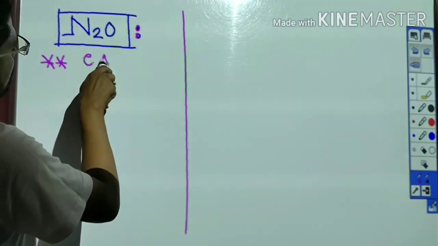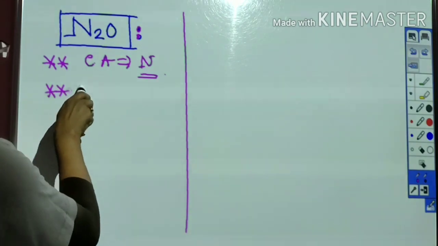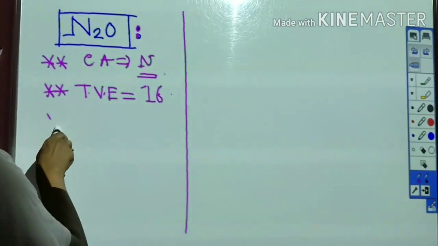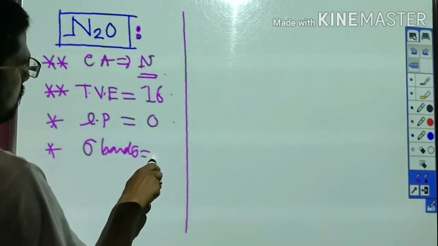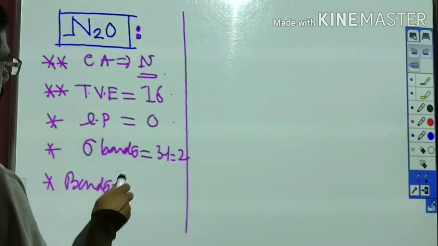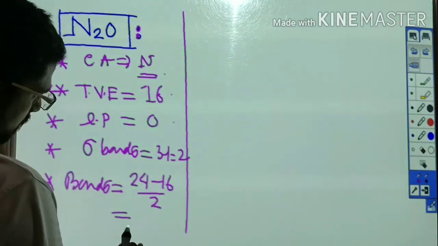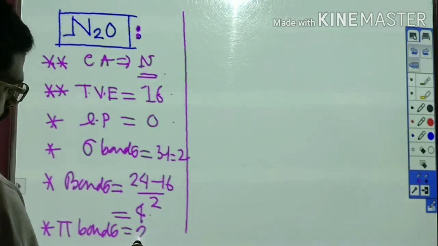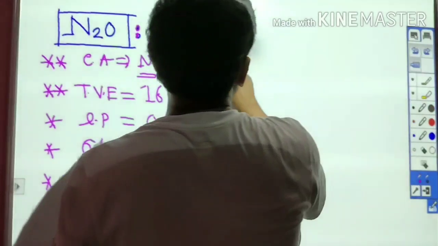So the central atom is nitrogen, total valence electrons 16, lone pairs of electrons 0, sigma bonds 3 minus 1 equal to 2, bonds (24 minus 16) divided by 2, so 4 pi bonds. So 2 sigma 2 pi, that's all. 2 sigma 2 pi. Now let me draw the Lewis structure.